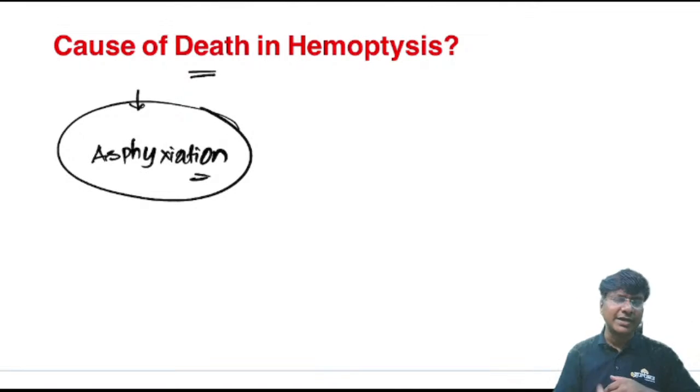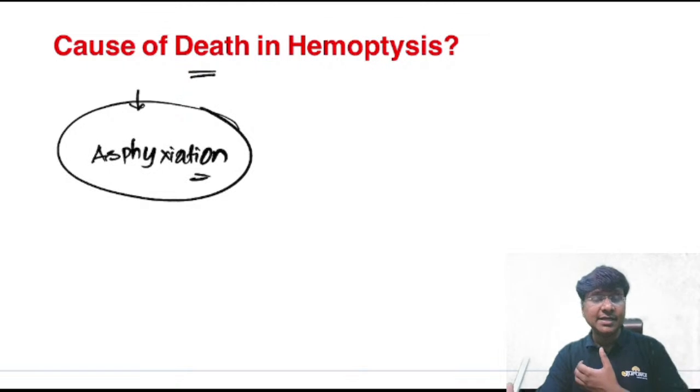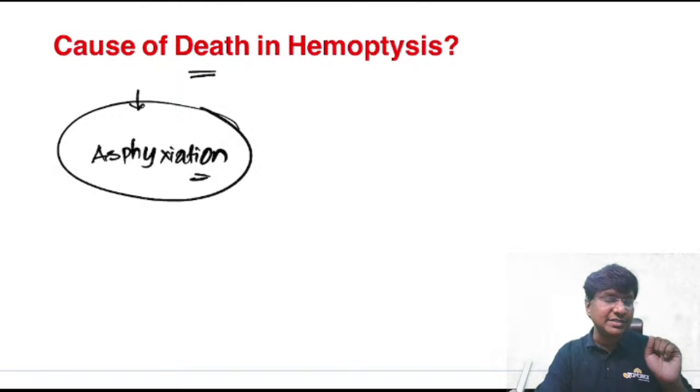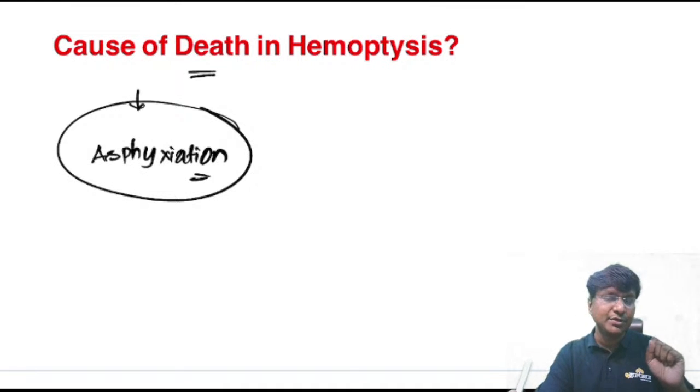And how do you do the workup? Definitely, a chest x-ray we can do. The chest x-ray will show you if there is any opacity, and which side the pathology is on. But where exactly the site of bleeding is, that cannot be said by your chest x-ray.